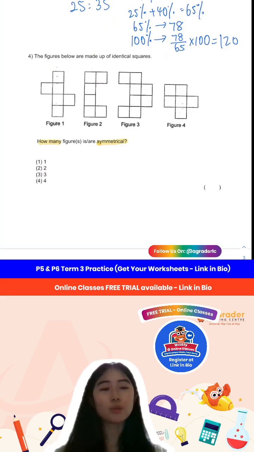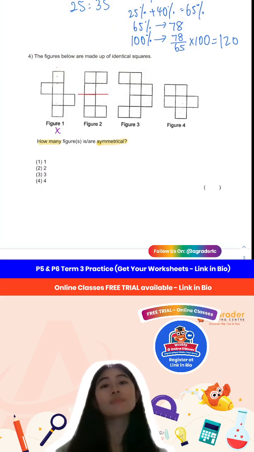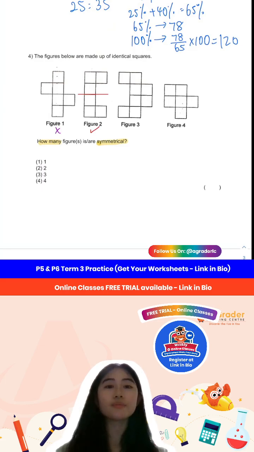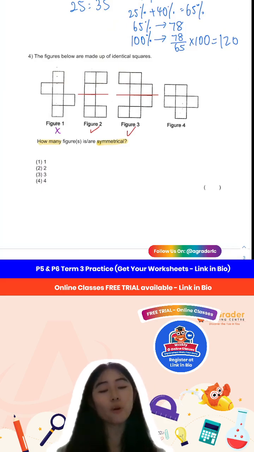Okay, so let me draw the line of symmetry for you guys, yeah? For figure 1, there is no line of symmetry. For figure 2, you can draw the line of symmetry here, okay? You can see the purple color line that I've drawn. Or maybe I should change to red color. Let me change to red. Okay, so figure 2, there is a line of symmetry. Figure 3, you can also draw this line over here in the middle. There is a line of symmetry as well. So the last one is figure 4. Figure 4, you need a diagonal line of symmetry. So like this.